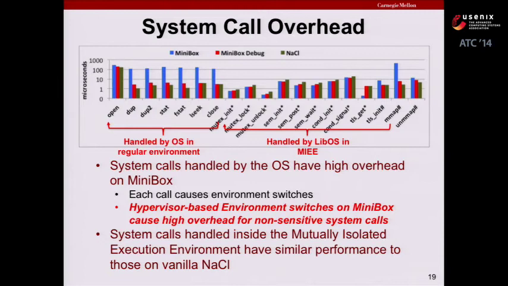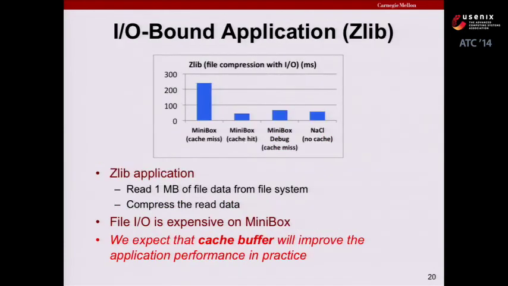And then we look at the system calls that are handled inside the isolated environment, which are handled by the libOS. And we found that the system calls on MiniBox have similar performance to those system calls on NaCl. So apparently it's a problem for us. On MiniBox, the system calls that are handled by the regular environment have very high overhead. Then how can we handle it?